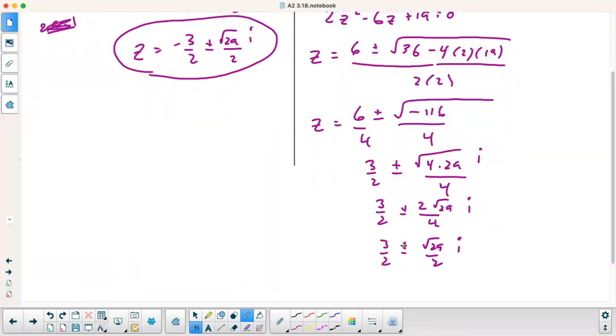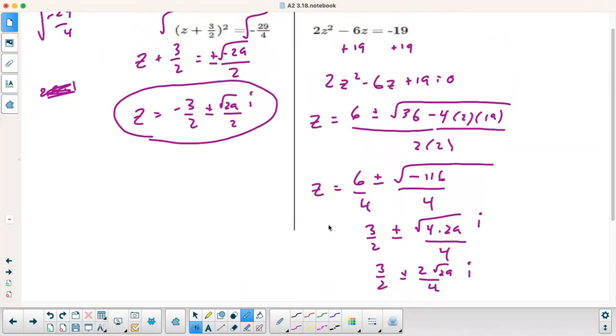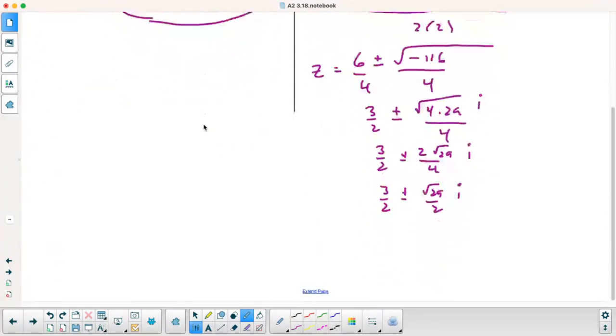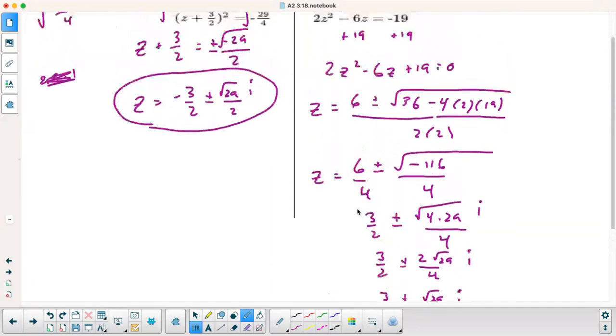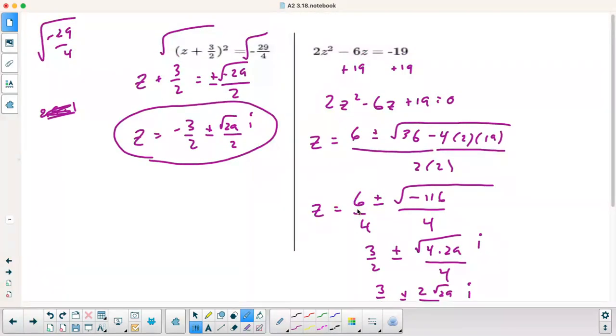So we got a little problem here. We look at these and we see that this is negative 3 halves and this is positive. So they almost look the same. So I gotta look here and see if I made a mistake or if I gotta move everything over to the other side.